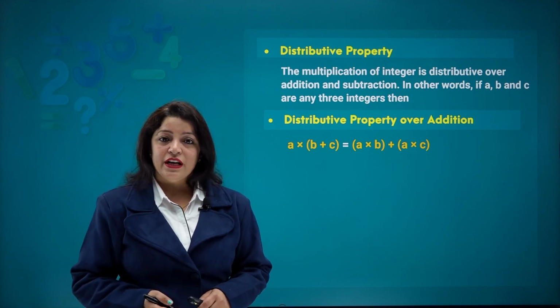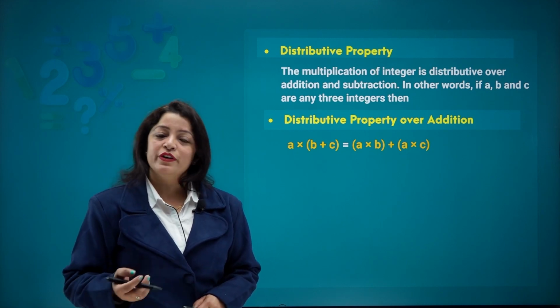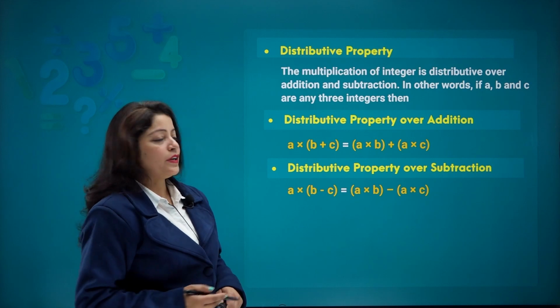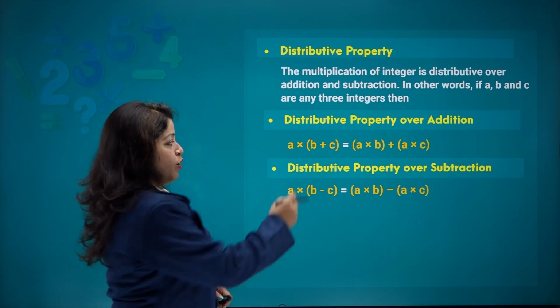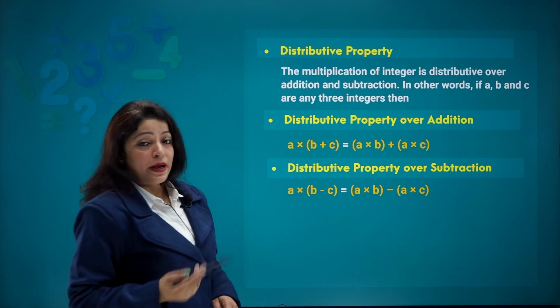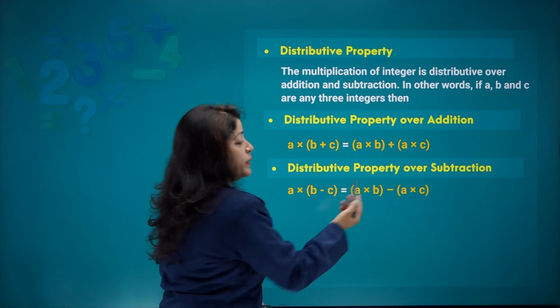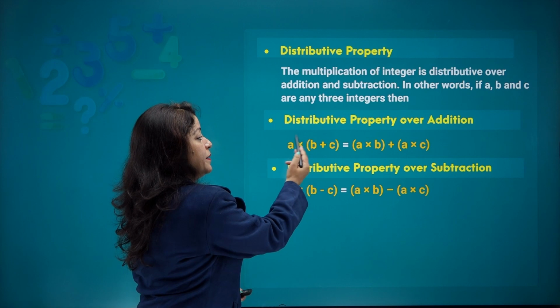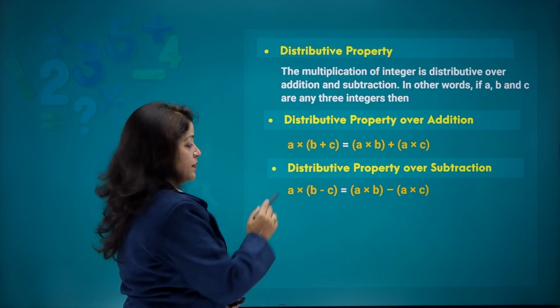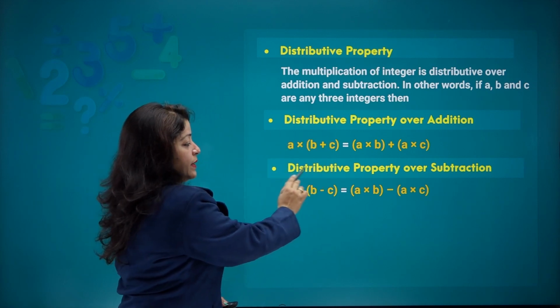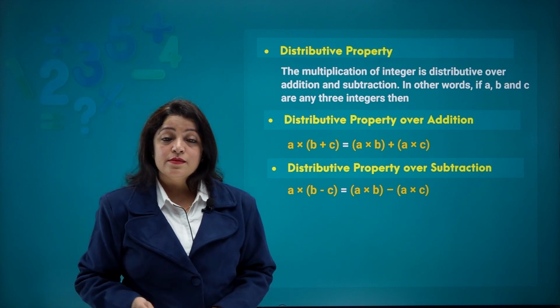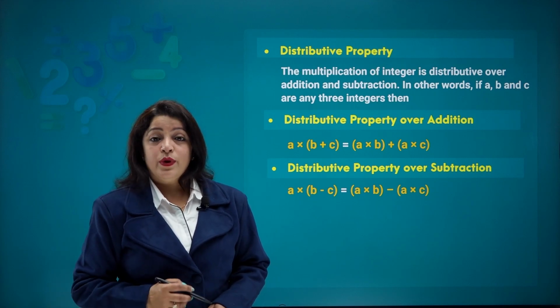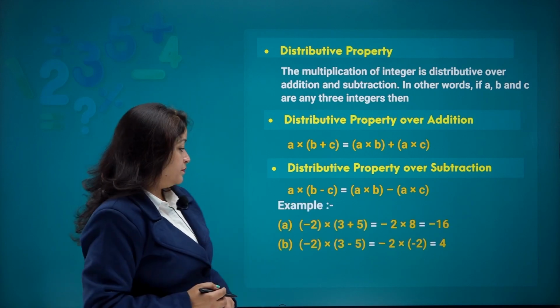Now the next property that we do is distributive property over subtraction. It is just relatable. The only difference is of sign. Plus changes to minus. Rest things remain the same. That is, A is multiplied by B and A is multiplied by C. Similarly, here also A is multiplied by B and A is multiplied by C. We can see certain examples of it.